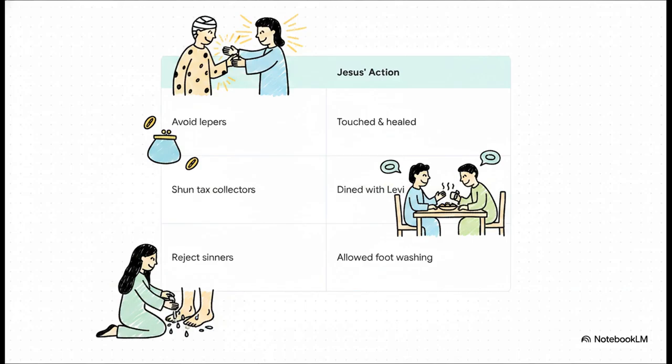And while the elite expected a holy figure to reject sinners, chapter 7 shows Jesus allowing a woman with a sinful reputation to publicly wash his feet with her tears at a Pharisee's dinner table. The text is objectively showing a protagonist who is actively shattering the social boundaries of his era.